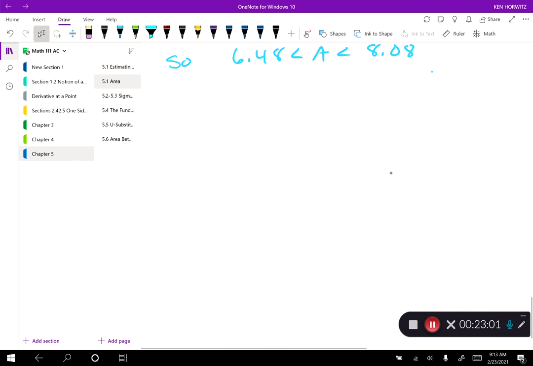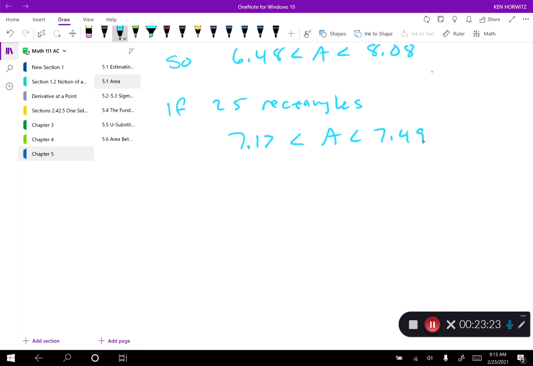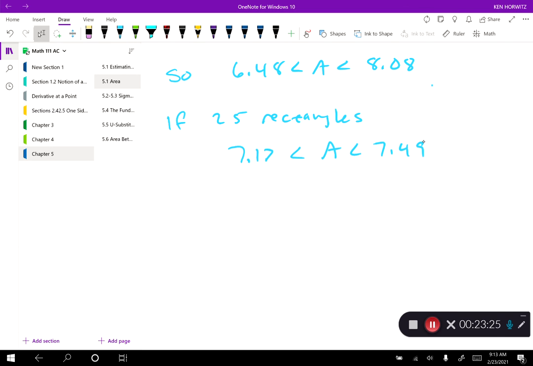If I took it out to 25 rectangles, and I'm not going to do the whole problem here, all I'm going to tell you is that if we use 25 rectangles, our area would be in between 7.17 and 7.49. And we notice that our estimate dramatically improves to less than half a point.